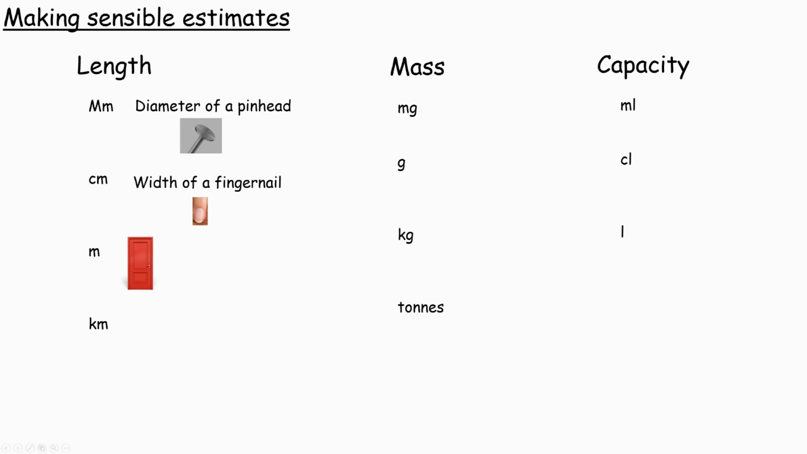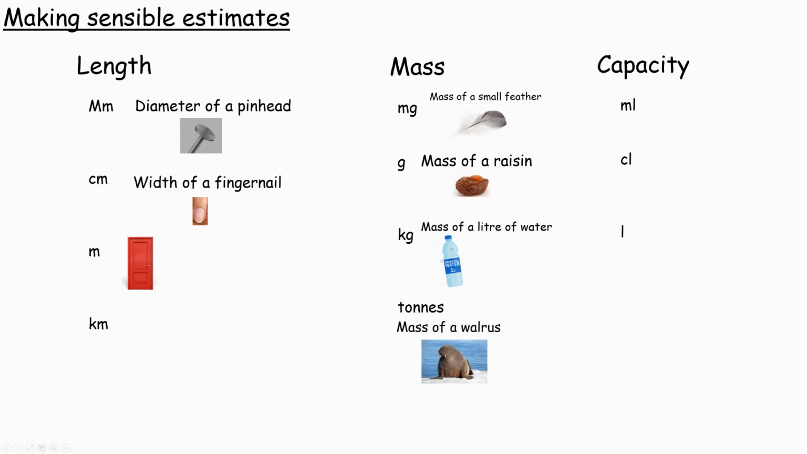In terms of masses, a milligram is absolutely tiny. That's about the mass of a small feather. A gram is about the mass of a raisin. It's quite easy to picture. A kilogram is the mass of a litre of water, exactly. And a ton is about the mass of a car, I was going to say, but, well, a small car, the mass of a walrus.